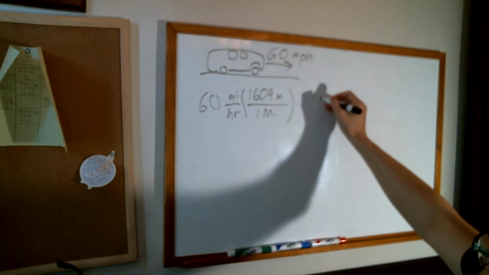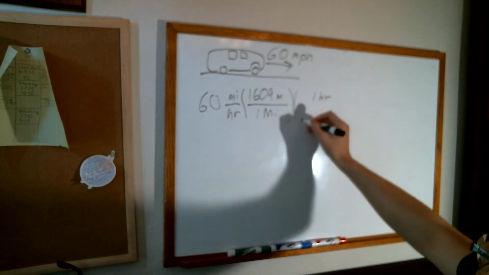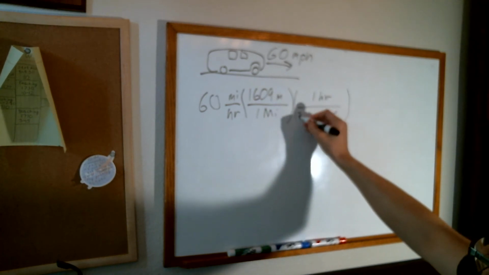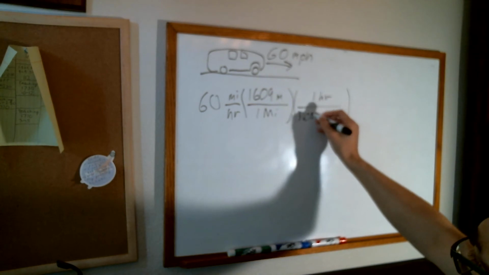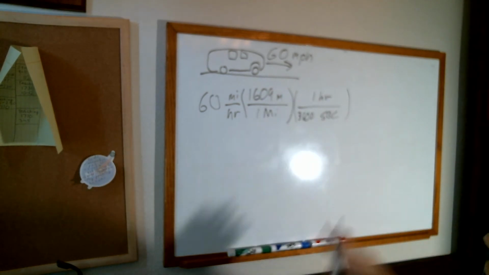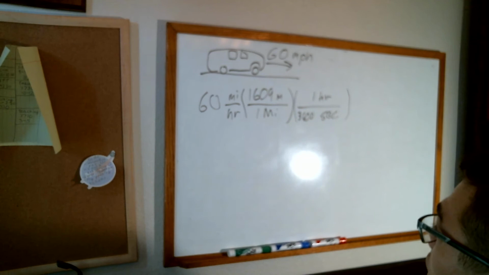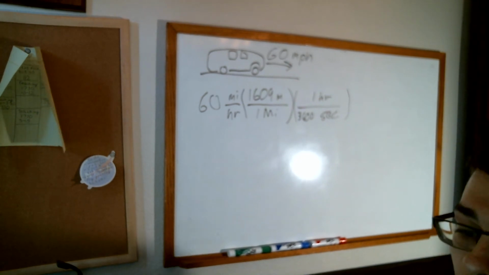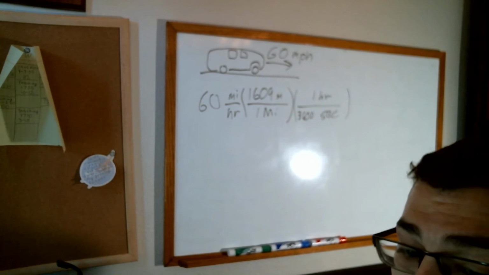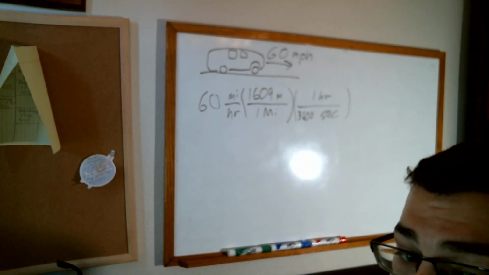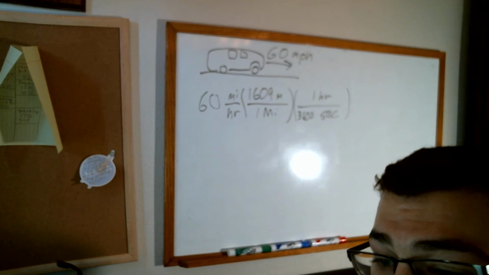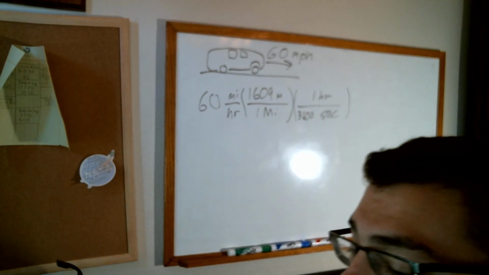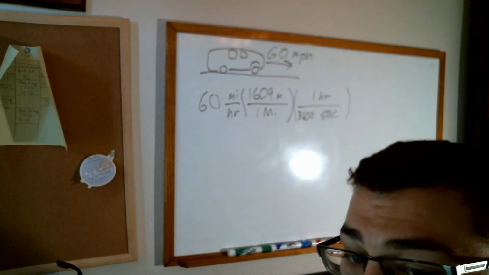Then we also want to get rid of hours. So we're going to have hours on the top, and seconds on the bottom. There are 3,600 seconds in an hour. So then you just have to carry out this calculation. Very quickly, 60 divided by 3,600 is going to be 1 over 60. But for the other calculation, I'm going to pull up Wolfram.